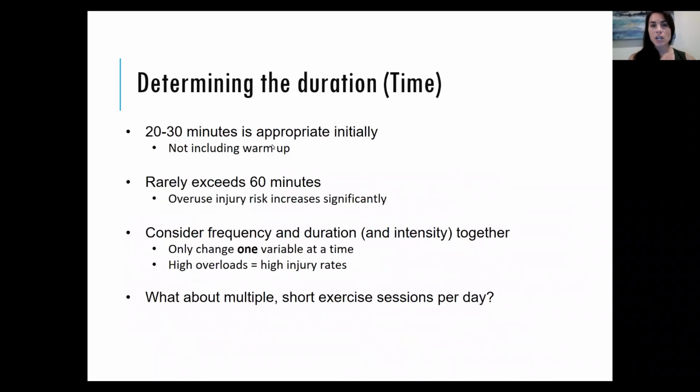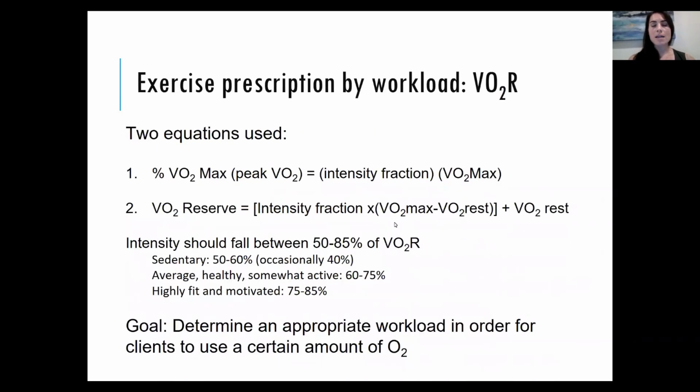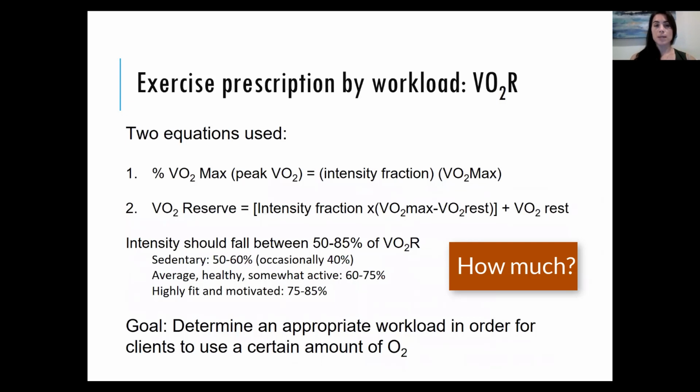So you have the intensity fraction, which could be 0.6. You multiply that by the max VO2 minus the resting VO2, and then you add in the resting VO2. Now you're thinking, do I need to measure their resting VO2? That's actually always a given. We assume that for the average individual, resting VO2 is 3.5 milliliters per kilogram per minute. That is something you all will need to remember. Someone's resting VO2 is always going to be 3.5 milliliters per kilogram per minute.